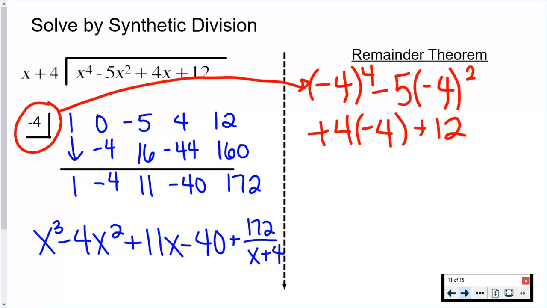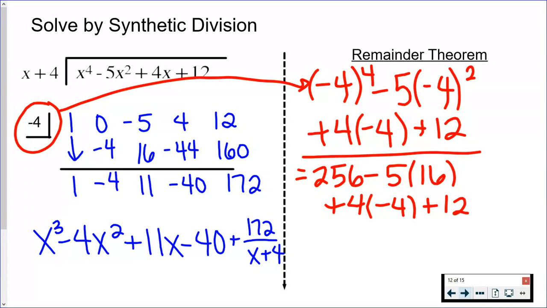So again, I'm going to take that -4 and plug it in. So in all those x's, I replaced it with -4. Now with the remainder theorem, you just need to make sure you know your order of operations. You would start with the exponents. So I'm going to start by doing -4 to the 4th power and -4 squared.